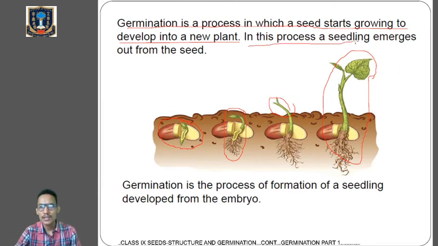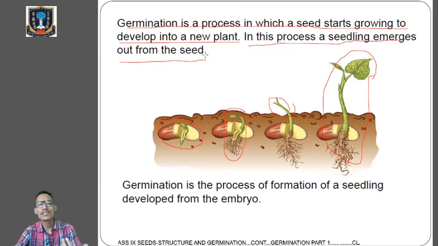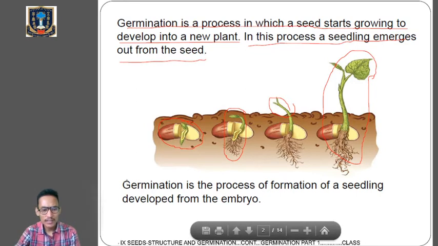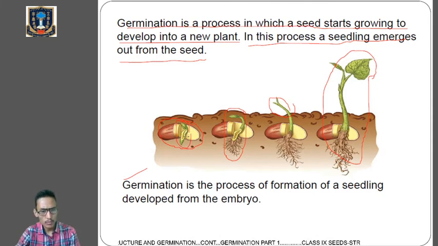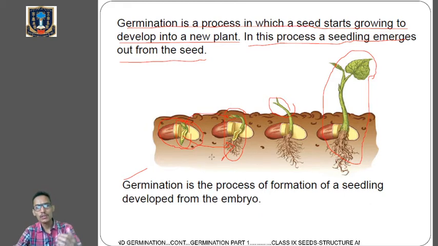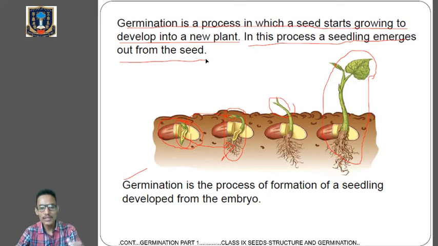In this process, a seedling emerges out from the seed. We can also define germination as the process of formation of a seedling developed from the embryo. This structure is the embryo, which is composed of the radicle and the plumule. From the radicle there will be formation of the root, and from the plumule the future shoot. The seedling will develop into a new plant. So remember the definition of germination.